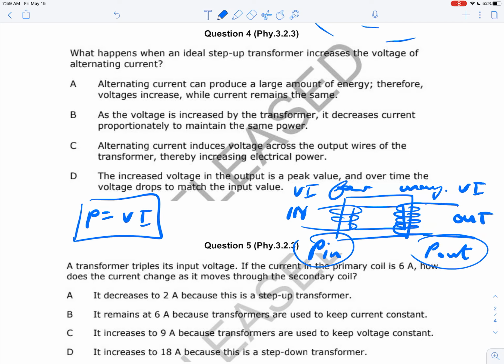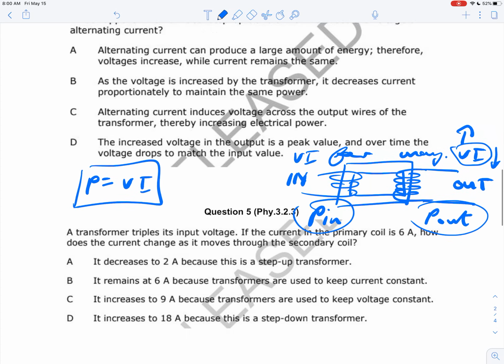So the step-up transformer means the voltage is going up, but when you multiply V and I, you must still get the same answer. So something has to happen to the I when the V goes up, and it's that the I goes down. But the key in this question is that transformers have a constant power in and power out. Or we could also say the energy going in equals the energy going out. Transformers are very efficient. I think I've given you enough hints for that question.